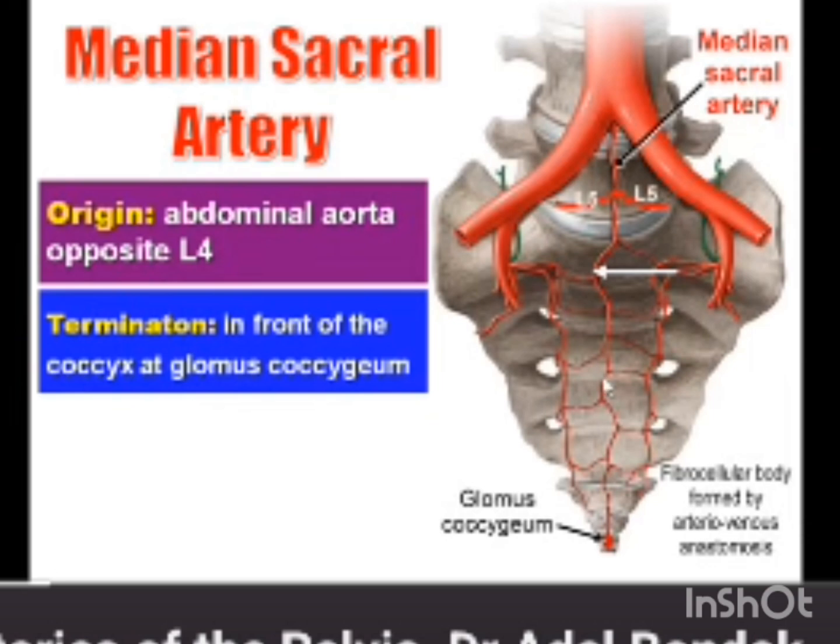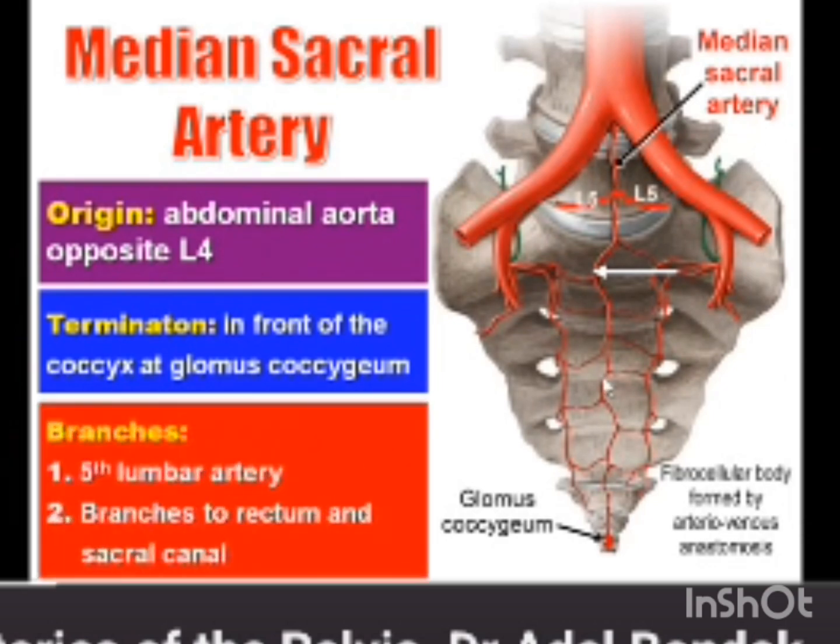This median sacral artery gives the branches to the rectum and the branches to the sacral canal. It also gives the fifth lumbar artery. The upper four lumbar arteries arise from the abdominal aorta.